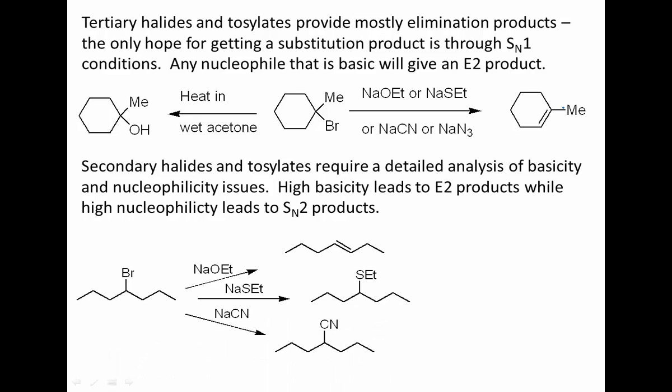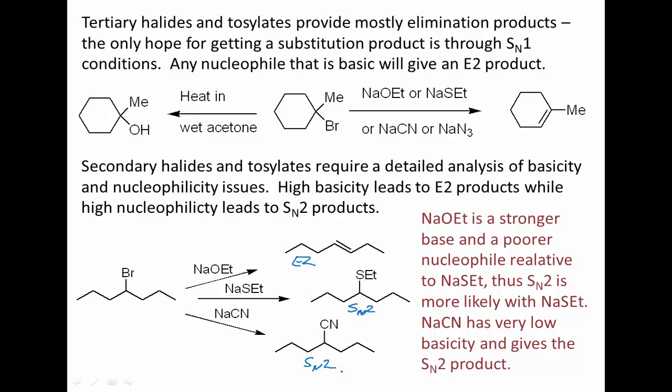So let's take 3-bromoheptane, shown here, a nice symmetrical molecule. If we treat this with sodium ethoxide, we're going to get only the E2 product. However, the sulfur analog of sodium ethoxide gives almost exclusively the SN2 product, and the cyanide nucleophile also gives predominantly the SN2 product. All right, so how do we explain this?